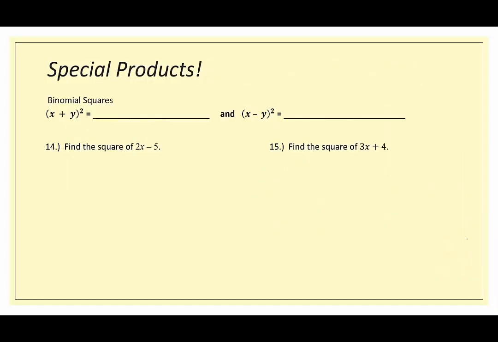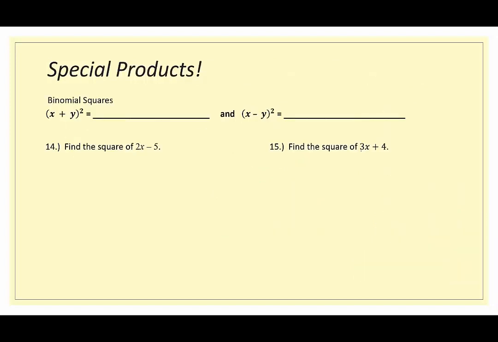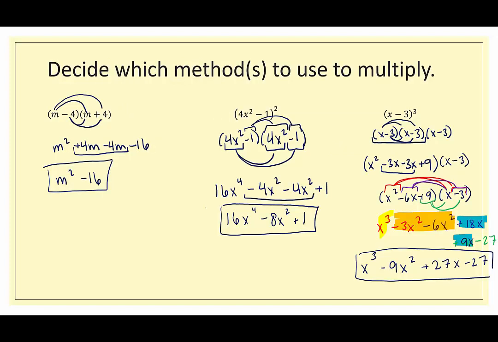So let's talk about these special products, because all of these were special. The (4x² − 1) quantity squared, and then initially we computed (x − 3)². Those are called binomial squares. The shortcut here is yes, you square the first term, and yes, you square the last term, but the missing piece is the middle. So you'll notice when we have a binomial square, the 2 middle terms are identical.